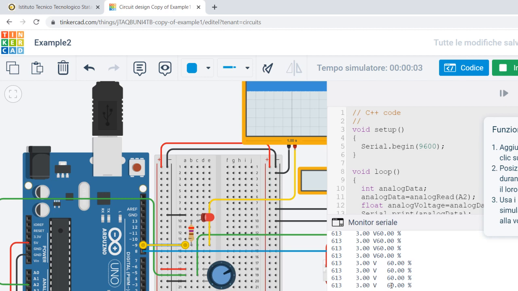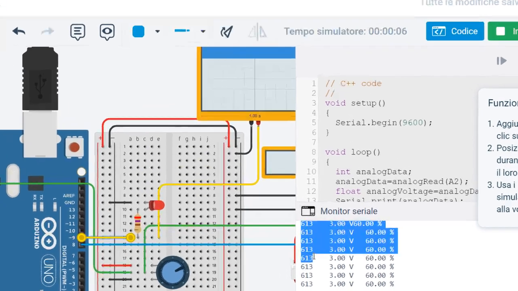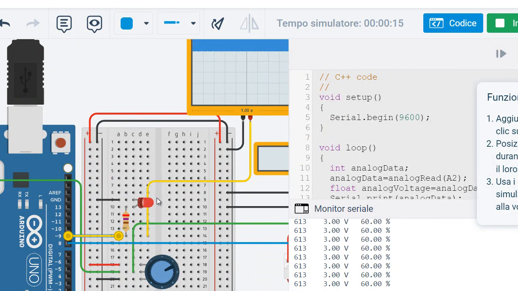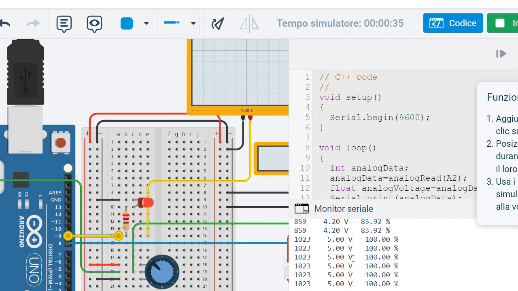and read. We read 613. We have 3 volt on the analog input, and we have a 60% duty cycle. So we have 60% brightness. We can increase it, for instance. We read now 859, corresponds to 4 volt, and we have 83% duty cycle. This LED will be brighter. This is maximum brightness. You see, we read 1023, corresponds to 5 volt, and it corresponds to 100% duty cycle.